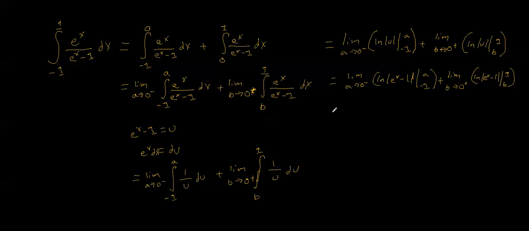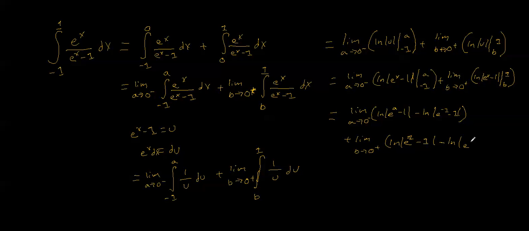And now we can expand this. When we expand, we have the limit as a approaches 0 from the negative direction of the ln of e to the a minus 1, minus the ln of e to the negative 1 minus 1, and then plus the limit as b approaches 0 from the positive direction of the ln of e to the 1, so e minus 1, minus the ln of the absolute value of e to the b minus 1.